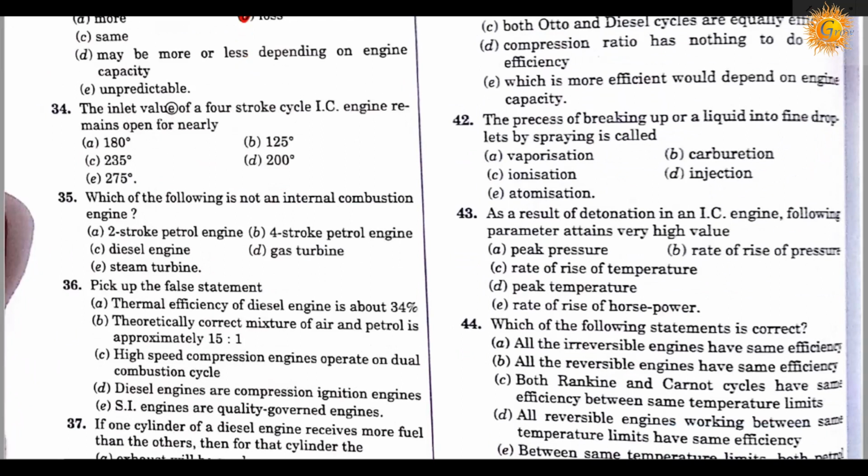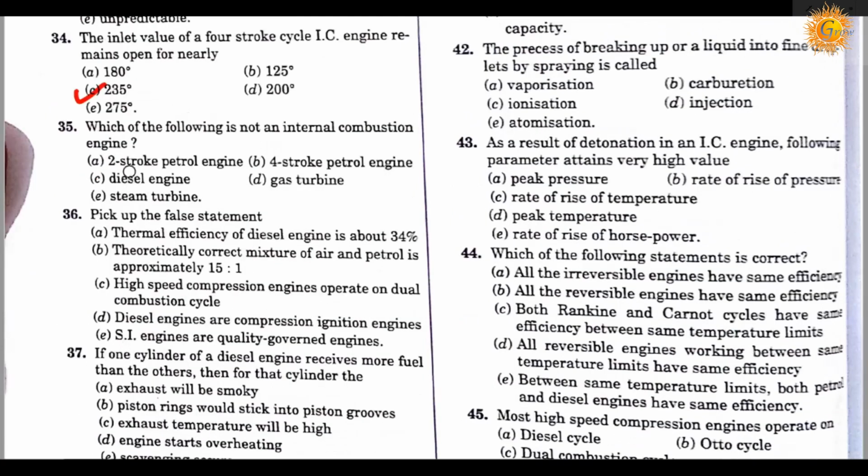Question number 34. The inlet valve of a 4-stroke cycle IC engine remains open for nearly: option A 180 degrees, option B 125 degrees, option C 235 degrees, option D 200 degrees, option E 275 degrees. So the correct answer is C. It will be 235 degrees.